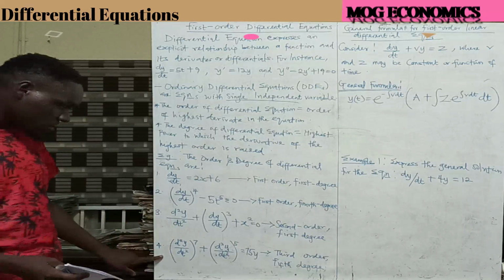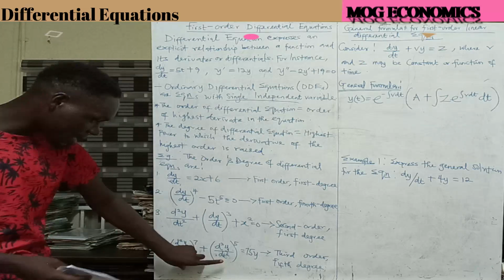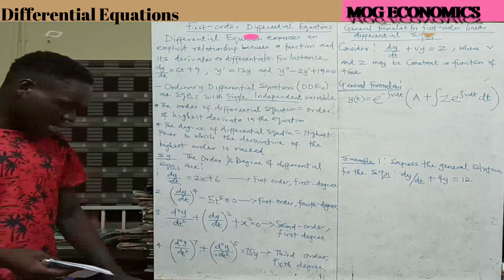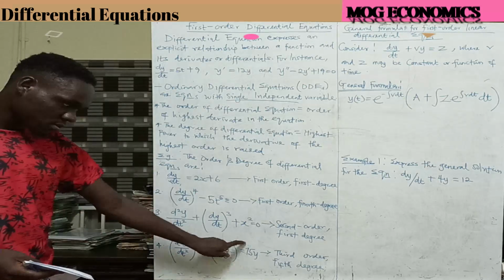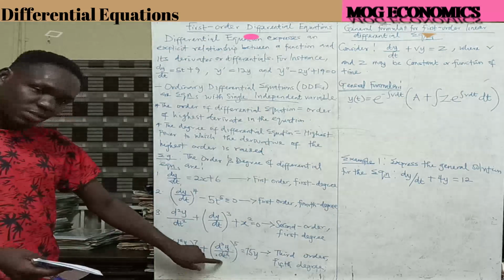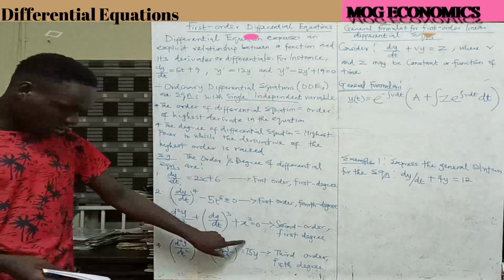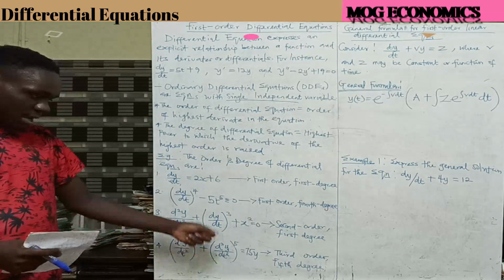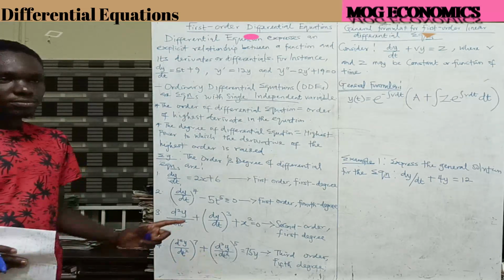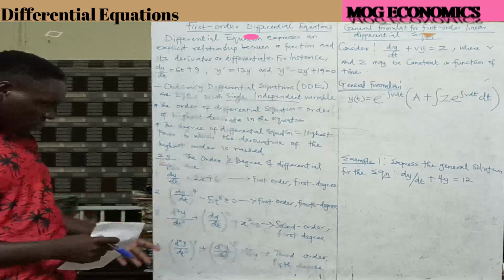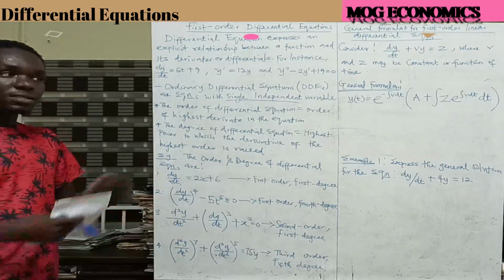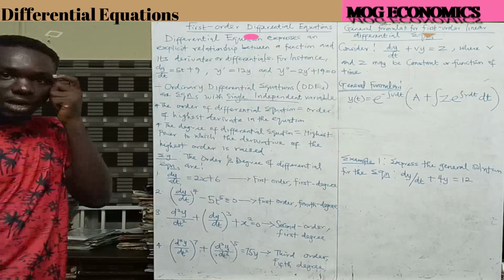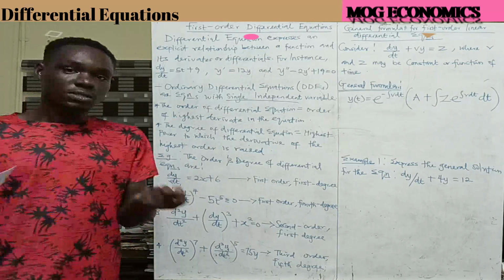Now, for the last one, here the highest order is order 3, and then it is raised to the power of 5. That highest order in this case is order 3 and it's raised to the power of 5. So this differential equation is of third order and fifth degree. So in case you see something like this, you should be able to identify the order, and you should tell us, okay, this particular differential equation is of this order and it's of this degree.